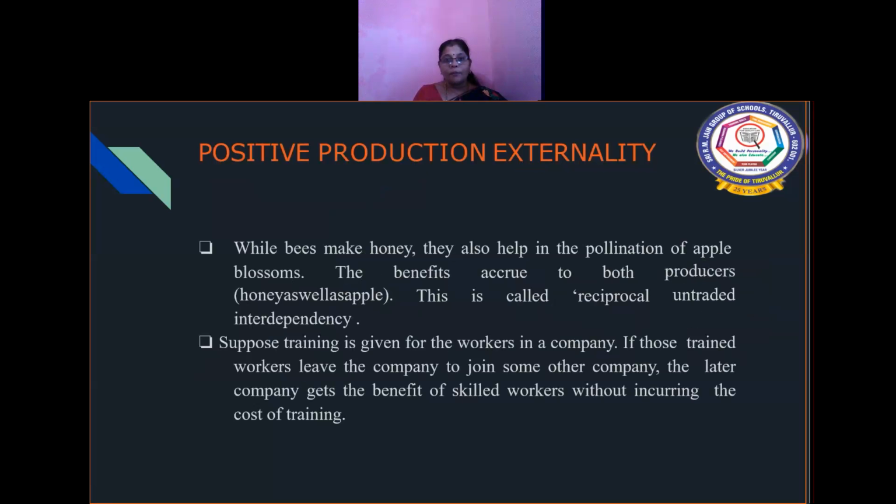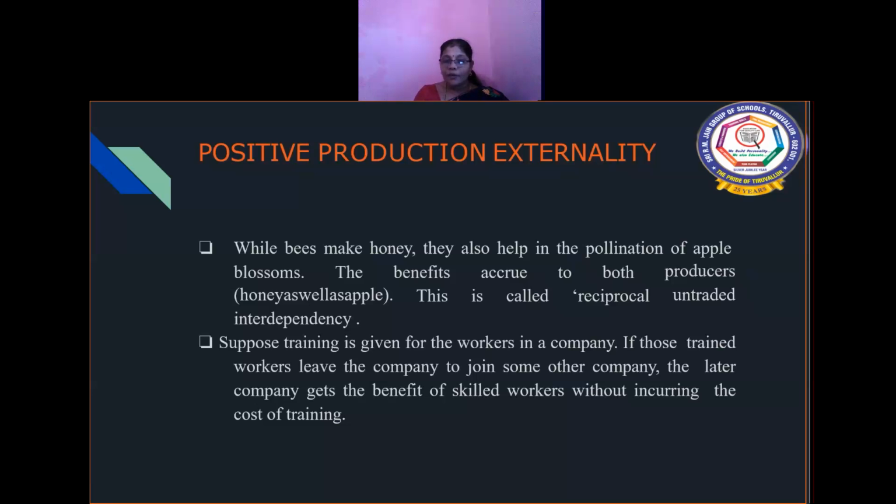Now we are going to discuss positive production externality. The ideal location of beehives is orchards, isn't it? While bees make honey, they also help in the pollination of apple blossoms. So the benefits accrue to both producers, honey as well as apple. This is called reciprocal untraded interdependency. Suppose training is given to the workers in a company. If those trained workers leave the company to join some other company, the latter company gets the benefit of skilled workers without incurring the cost of training.